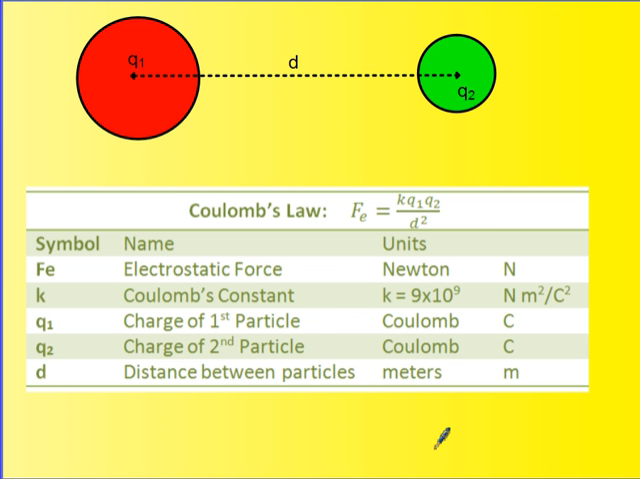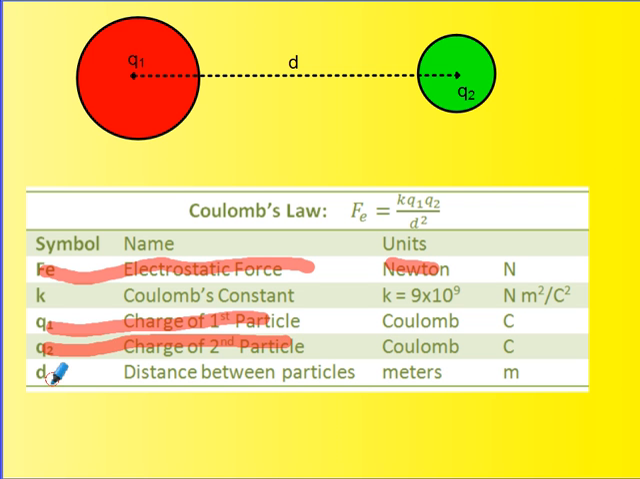Now, let's analyze Coulomb's law. Q1, Q2, and D, where D is the distance between. Fe is your electrostatic force. And so a lot of times we'll just call it our force. We always measure forces in newtons. Q1 is the charge of the first particle, usually the one on the left or whatever. It doesn't matter how you number them. Q2 is the second particle, and D is, of course, the distance between. Make sure your distances are in meters, and we will always measure our charges in coulombs.